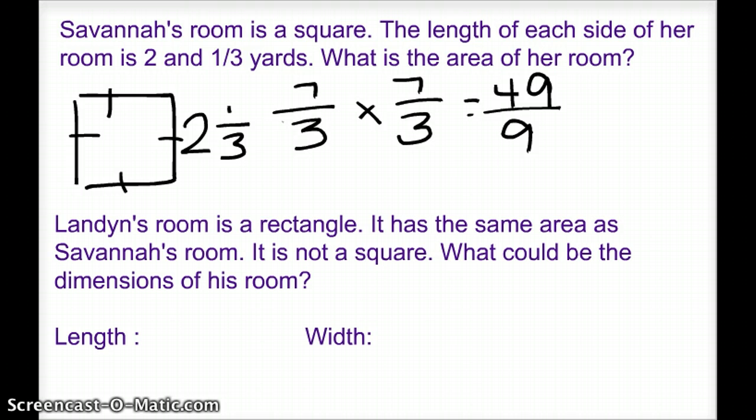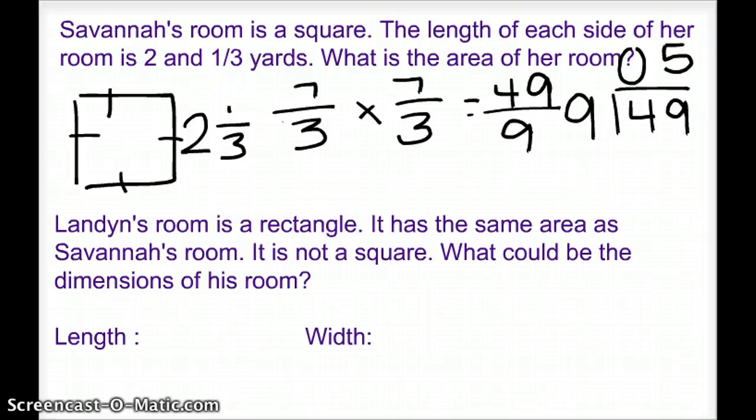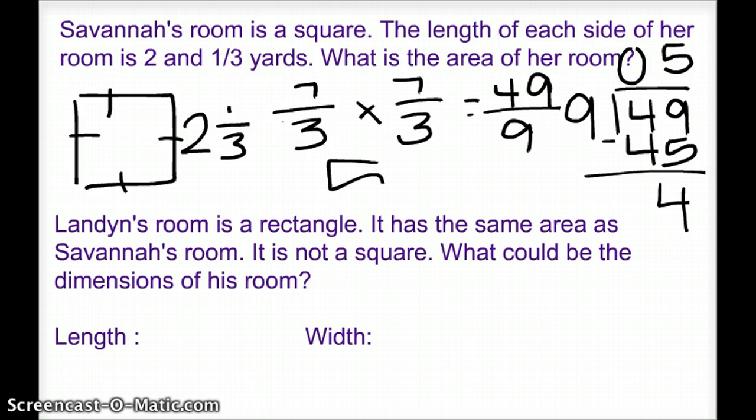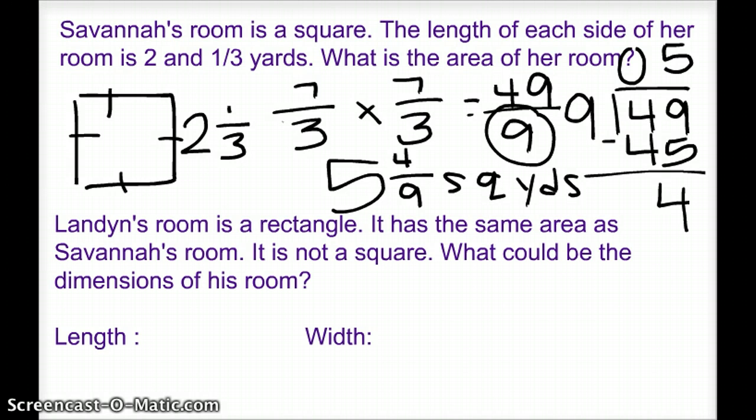Don't leave it improper. Make sure that you change that to a mixed number. You want to think about how many times 9 goes into 49. So we're going to go ahead and do the division out. 9 can't go into 4. 9 can go into 49 5 times. 5 times 9 is 45. I'm left over with 4. Remember, 4 becomes my numerator, and my denominator stays the same. In this case, it is 9. So Savannah's room is 5 4/9 square yards.